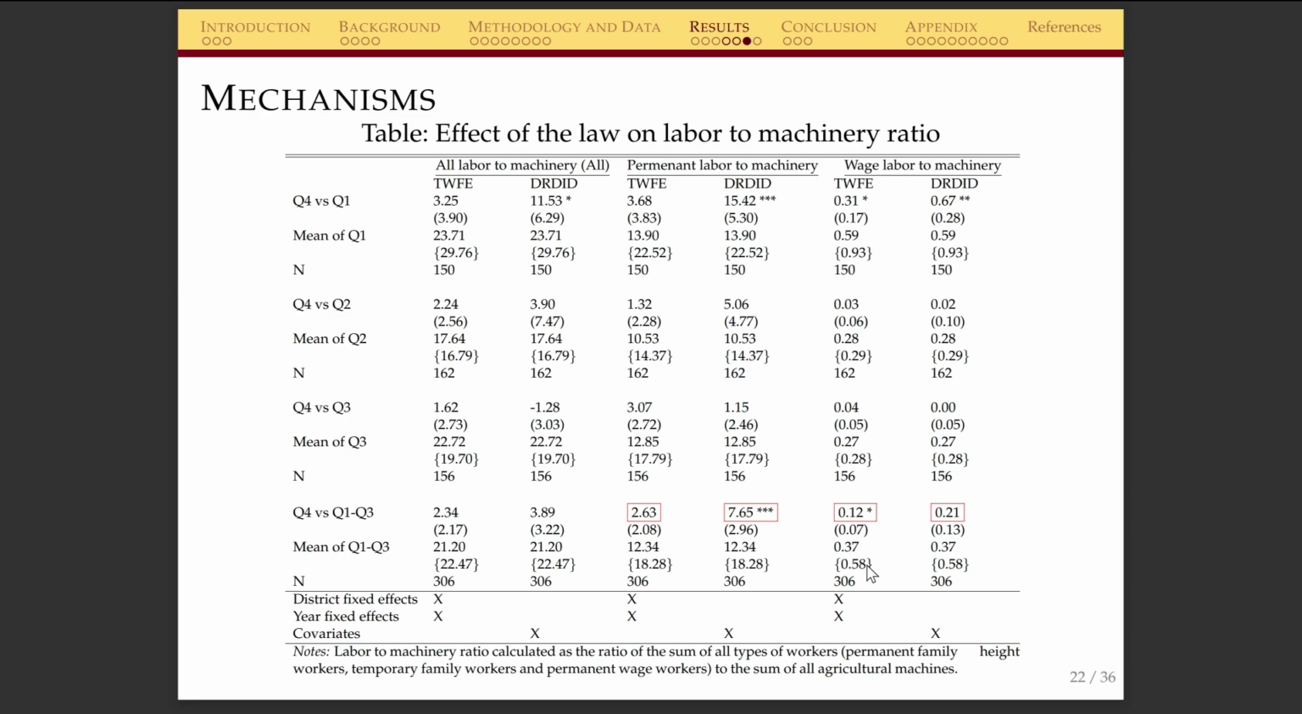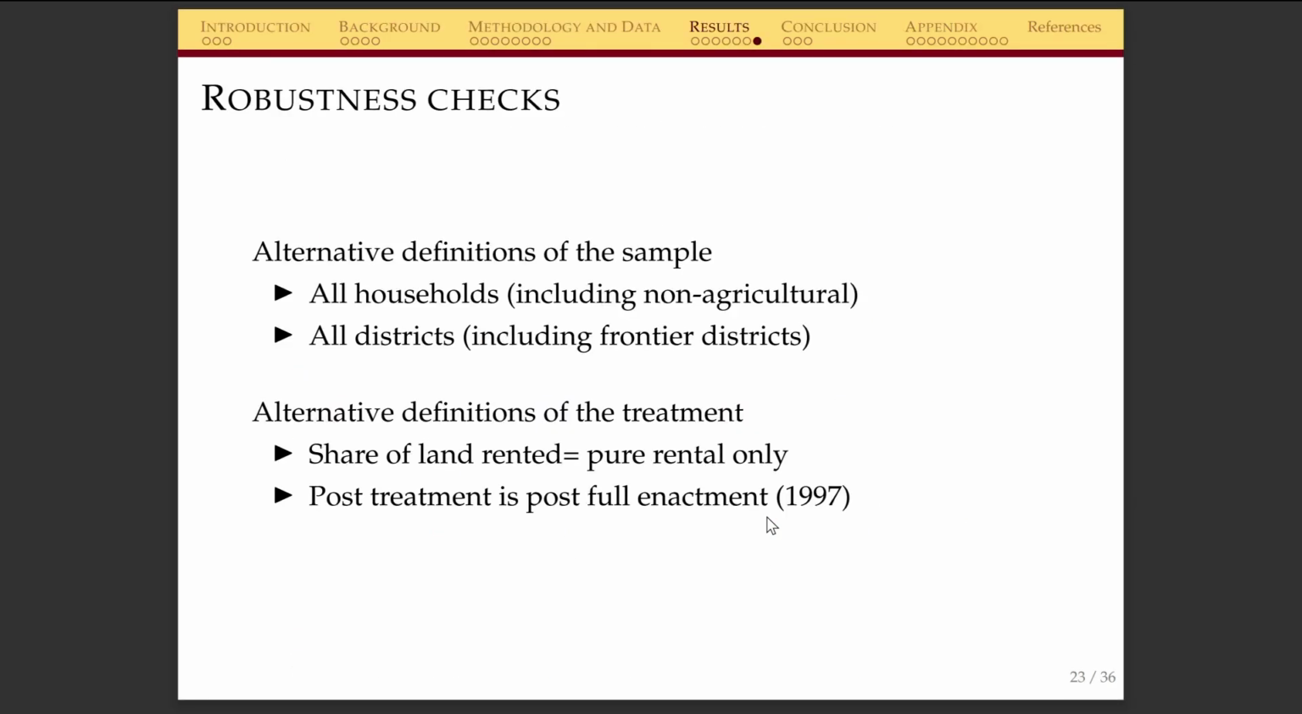Finally, I also look at the labor to machinery ratio, and I'm finding that there is an increase of labor compared to machinery, although the results are not very robust. But it's also supportive of the same story of not a big increase in large plots with large mechanization.